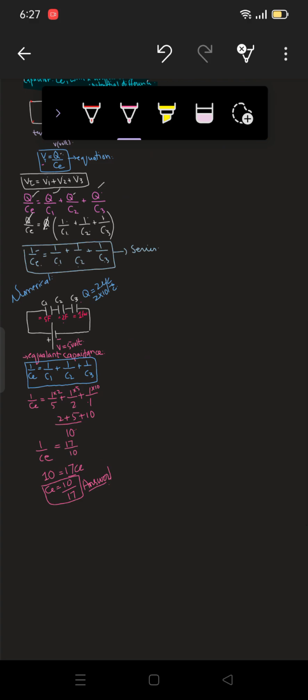Now, did you get how we find the equivalent capacitance? This is very easy. If they ask you to find the equivalent capacitance in series, you can find the reciprocal of the equivalent capacitance by adding all the reciprocals of the individual capacitors. That will lead you to the equivalent capacitance.